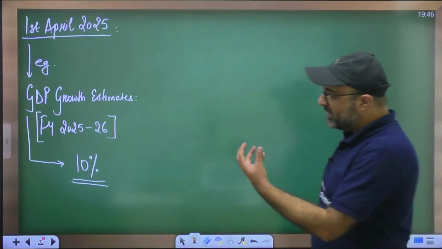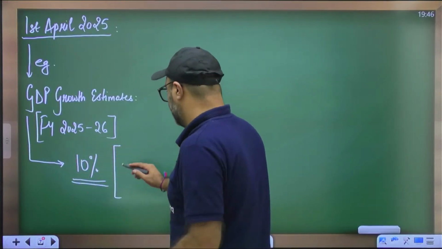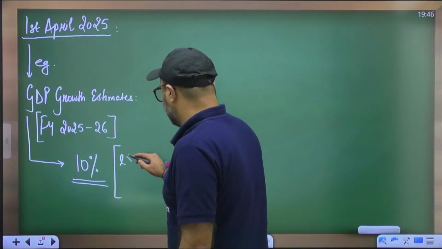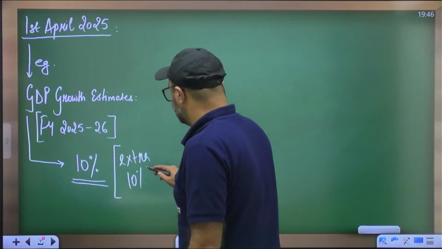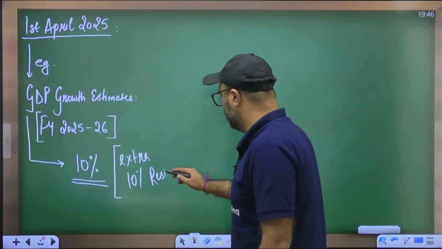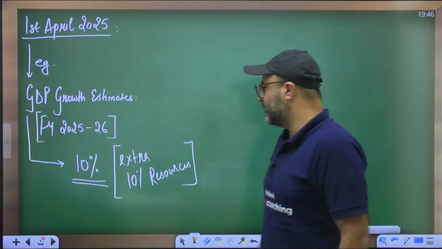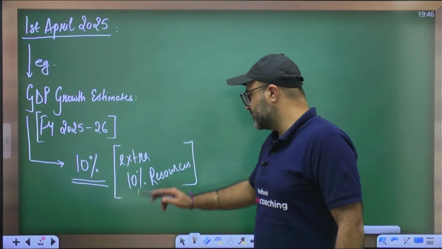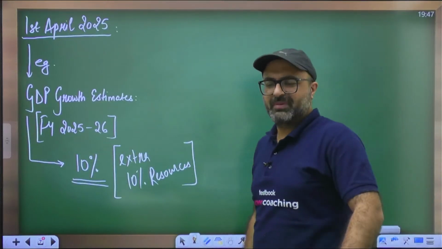So what does it basically mean? It means that the Indian government or Indian economy possesses 10% extra resources in comparison to the previous financial year. I hope you understand this point, because if there are 10% more resources, only then can GDP grow by 10%. If there are no resources, how will GDP grow?